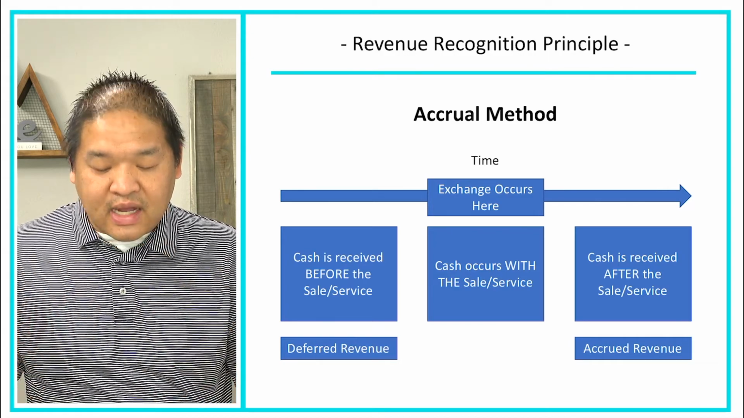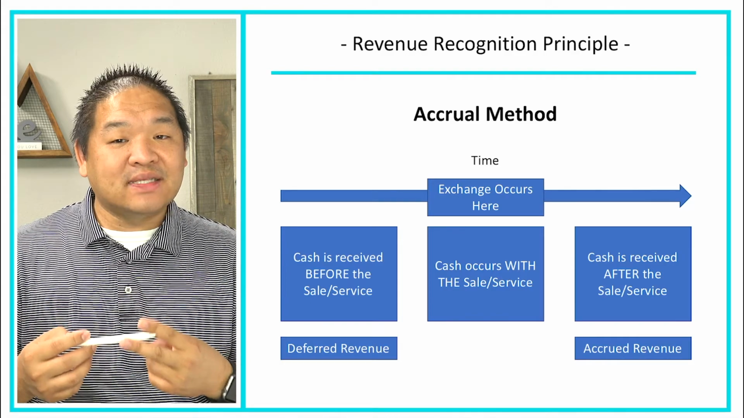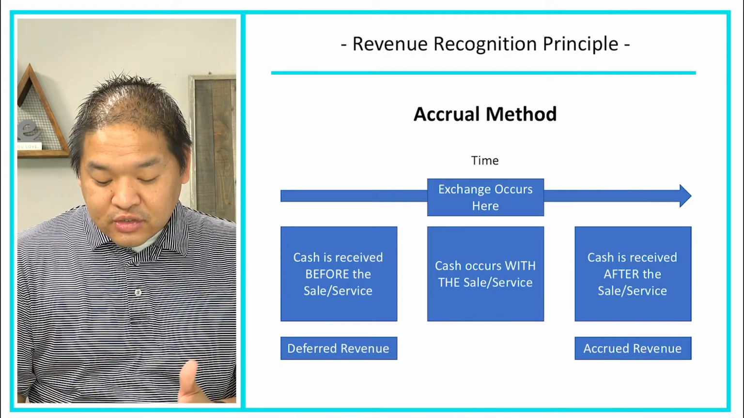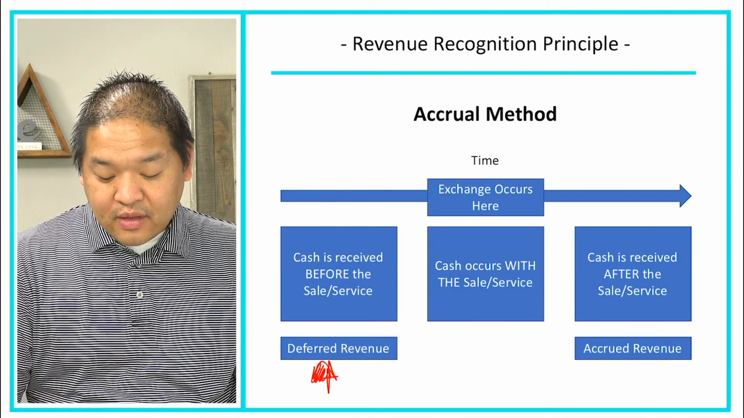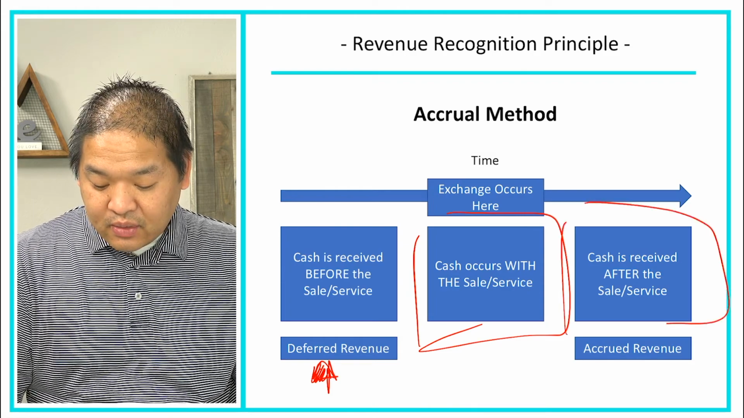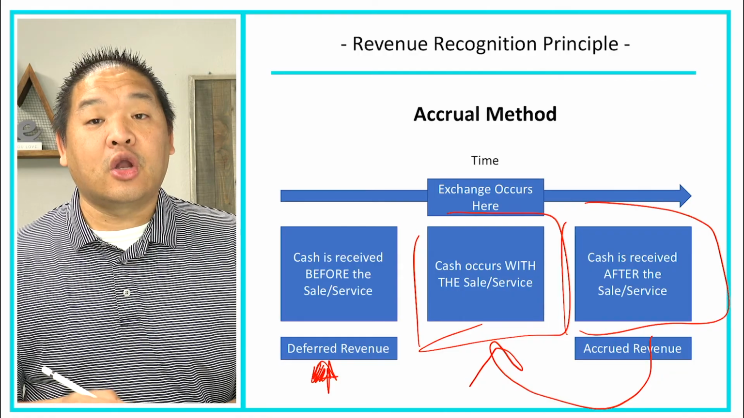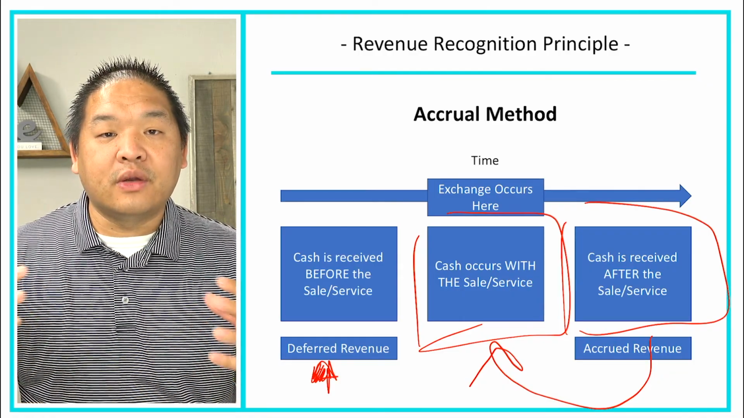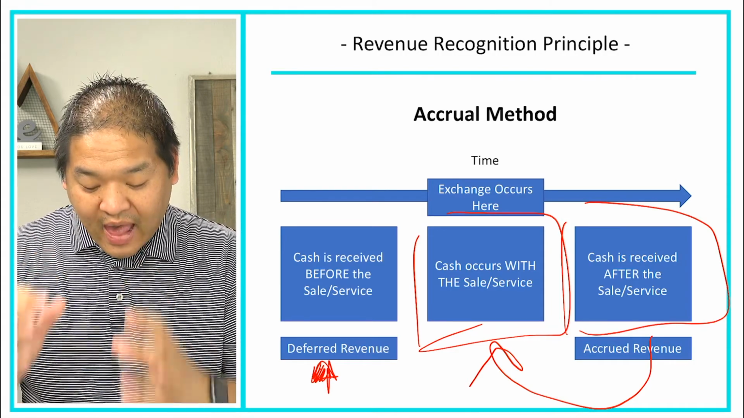So when you look at the timeline here, cash can come before, cash can come at, and cash can come after. Now, when do we book the revenue? So this one we have to wait, right? This one we can book the revenue when we receive the cash. And then this one right here, we book the revenue over here when the exchange actually occurs. So again, thinking about how the accrual method works, when it comes to the revenue recognition principle, that's what happens, okay?